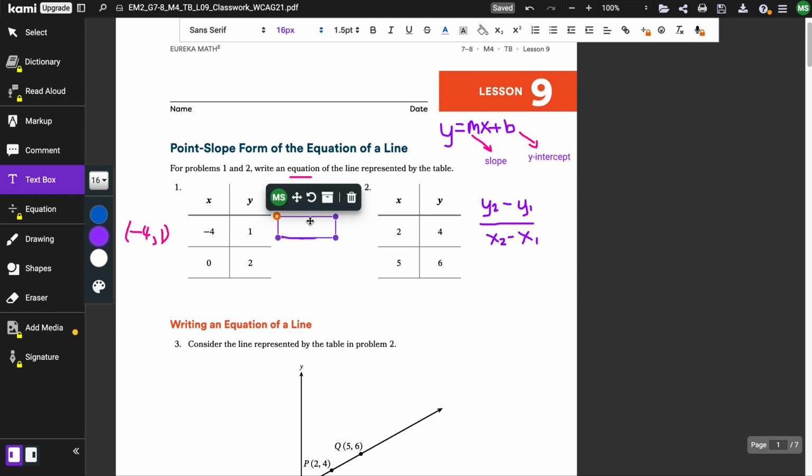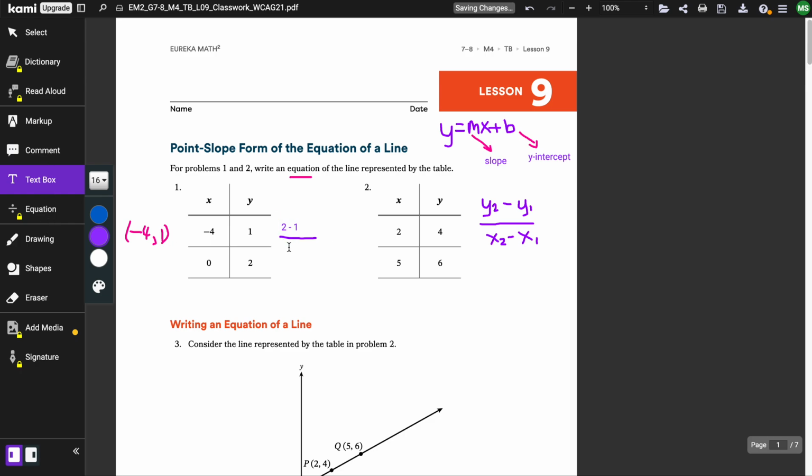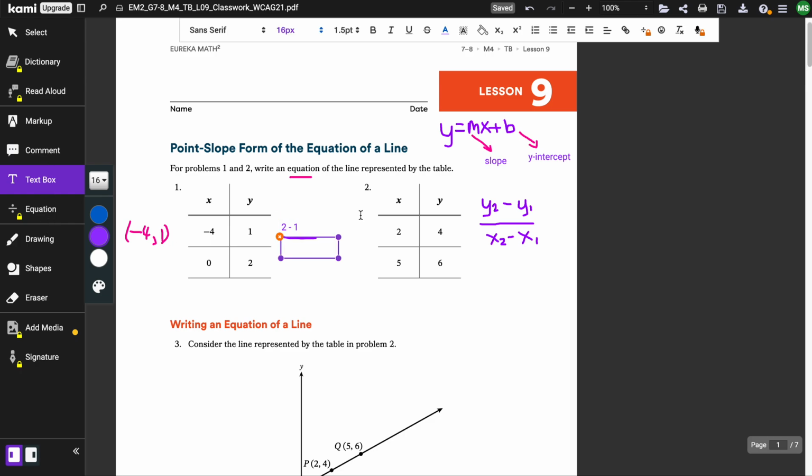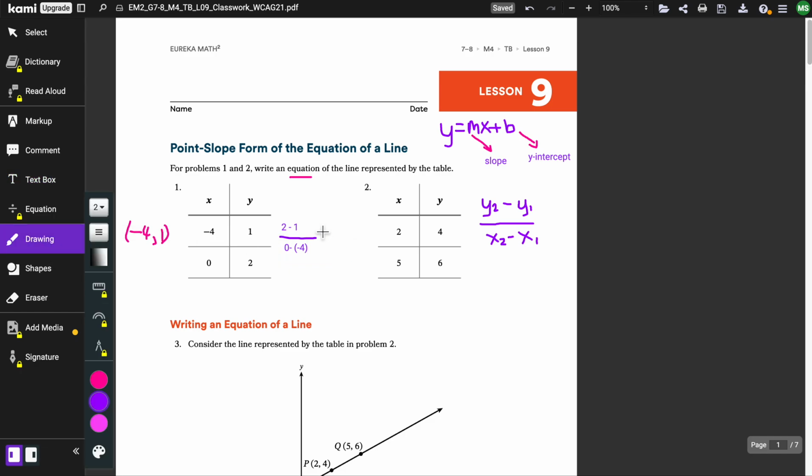So the y2, I'm going to pick the number 2 minus 1, and that is going to be over 0 minus -4. So that will give me a slope. 2 minus 1 is 1. And 0 minus -4 is like saying 0 plus 4. So that gives me a slope of 1/4.